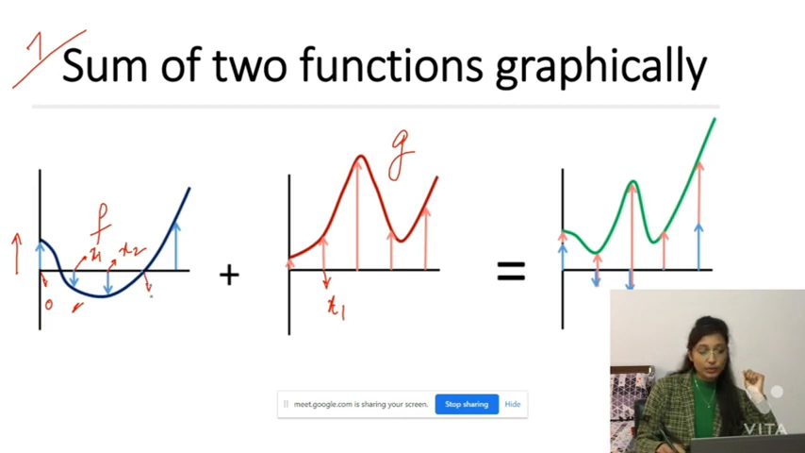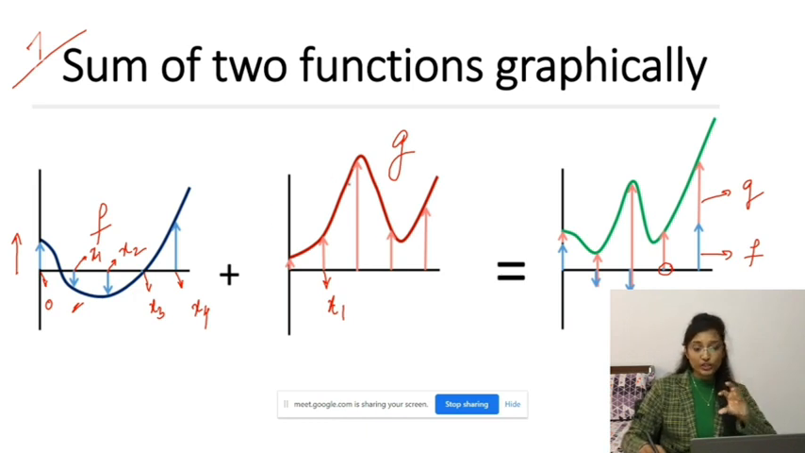Now at our third point x3, there is no change. It is cutting the x-axis, and here it has gone in the upward direction, so it will remain the same. Here also I put a point. Now at the fourth point, function f is in the upwards direction and g is also in the upward direction, so we will add those distances upwards, blue and green, red for the g function. So this is how we add two functions graphically.